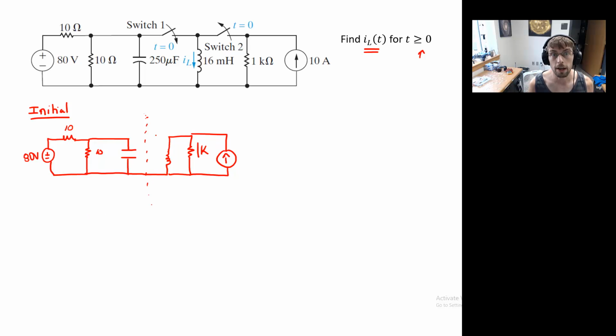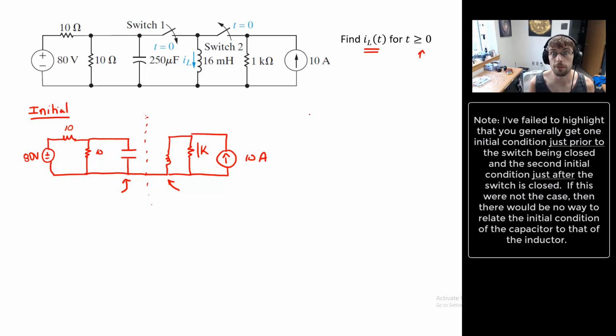Okay, well, that will tell us what the potential drop across the capacitor is, and it will tell us the initial current flowing through our inductor. In fact, the initial current flowing through our inductor must be the 10 amps, right? At a long time, this inductor acts like a wire, and so no current is going to flow through that 10K resistor. It's like it's not even there.